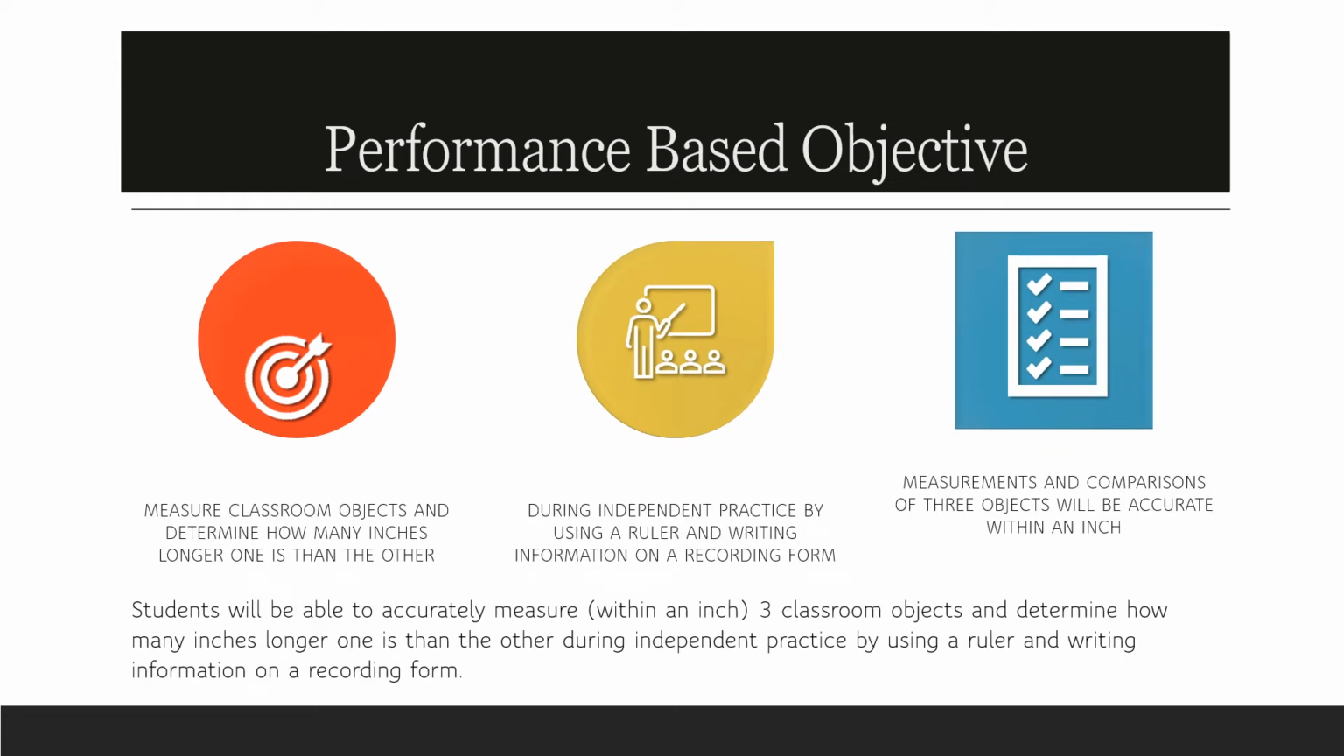Here's another example. The target behavior is to measure classroom objects and determine how many inches longer one is than the other. They will do this during independent practice by using a ruler and writing information on a recording form. And the criteria for success is that measurements and comparisons of 3 objects will be accurate within an inch. So we would write the objective this way. Students will be able to accurately measure within an inch 3 classroom objects and determine how many inches longer one is than the other during independent practice by using a ruler and writing information on a recording form.